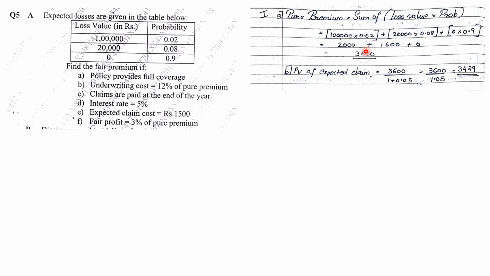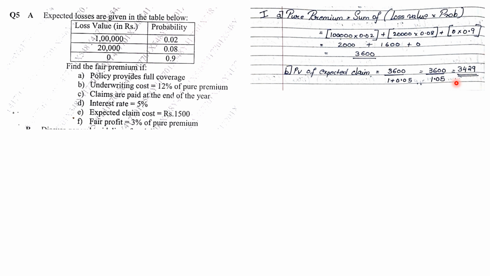Once you have found the pure premium, we now need to find the PV of expected claim. The formula is pure premium, 3,600 upon 1 plus whatever is the interest rate given. Now they have given you interest rate of 5%. In the entire sum, the interest rate is 5%. So it will become 1 plus 0.05, that is 1.05. 3,600 divided by 1.05, we get the value as 3,429.